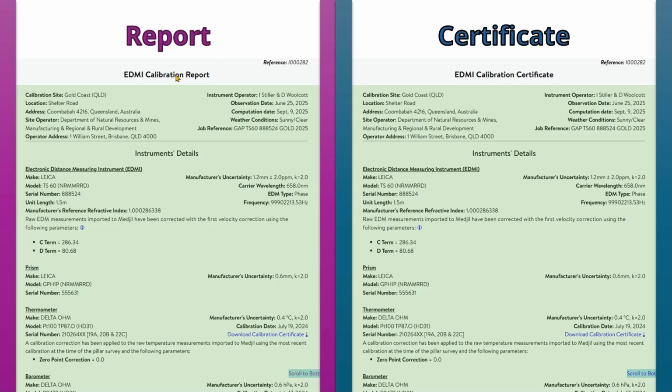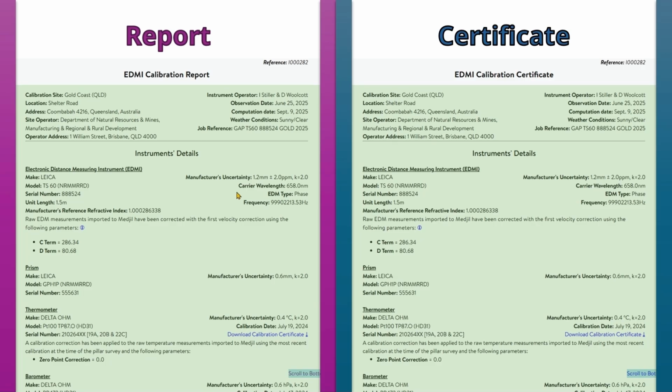So on the left here, we have the calibration report, and on the right, we have the calibration certificate. I've highlighted in green the sections that are present in both. Once again, the entirety of the calibration certificate is actually present within the report, so it will be completely green. So first up, we have some introductory information about the calibration site and some of the parameters that we entered when we set up our EDM instrument calibration.